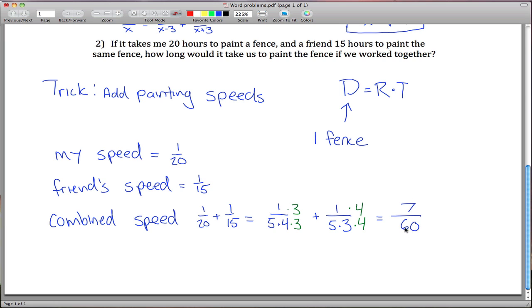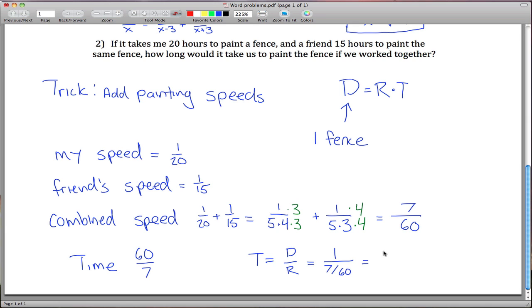So what that's saying is that we paint 7/60ths of a fence per hour. So if you paint 7/60ths of a fence per hour, and you want to paint one fence, the time it takes will be 60 divided by 7. If you have trouble going from here to here, what you can do is say, all right, time is equal to, solving this equation for time, distance divided by rate. So we got our distance, remember we said was one fence, and our rate is what we figured out here, this 7/60ths.